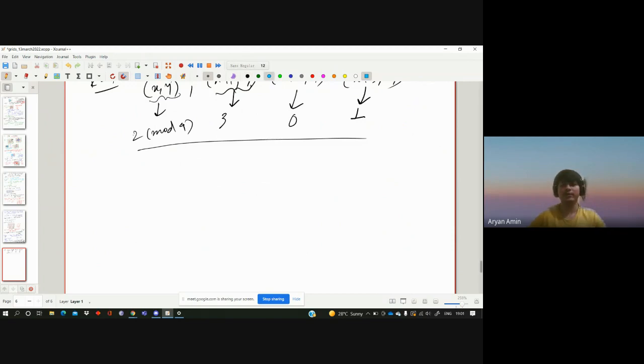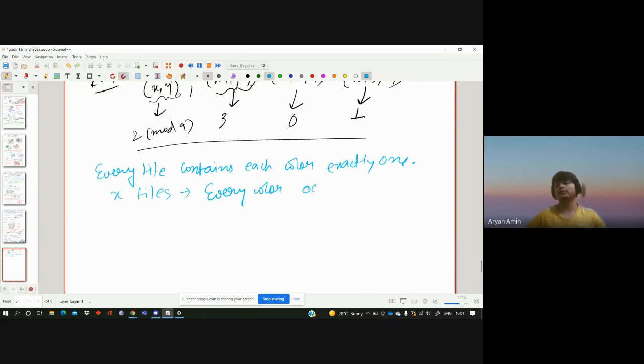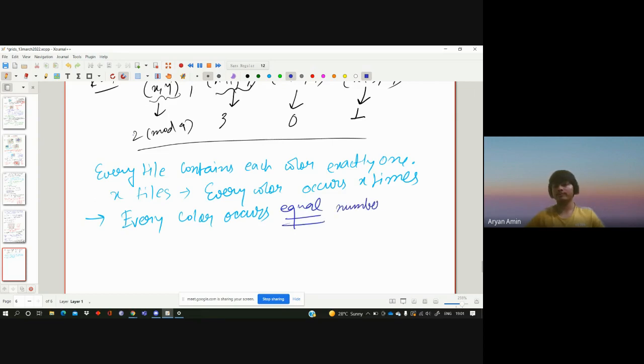So now we know that every tile contains each color exactly once. So suppose you had x tiles in the end. This means that every color occurs x times. What is important here is basically the fact that every color occurs an equal number of times. Okay, is that always true?